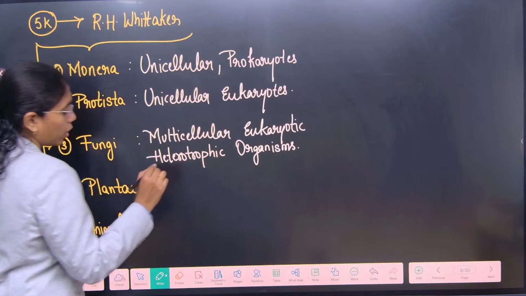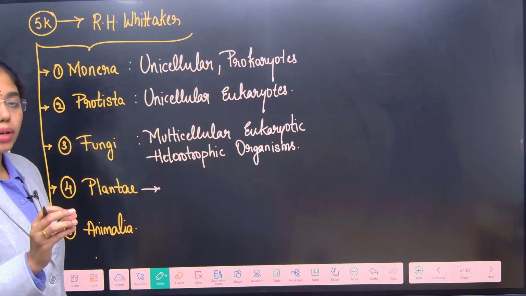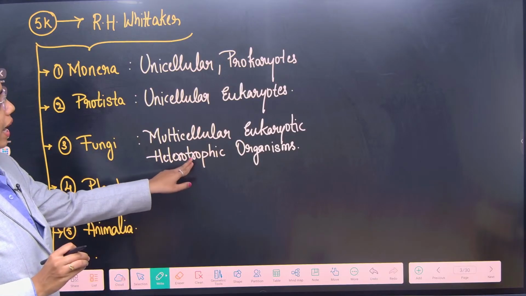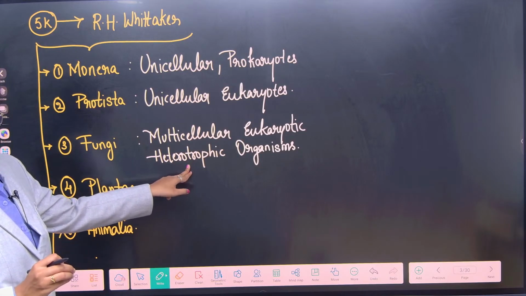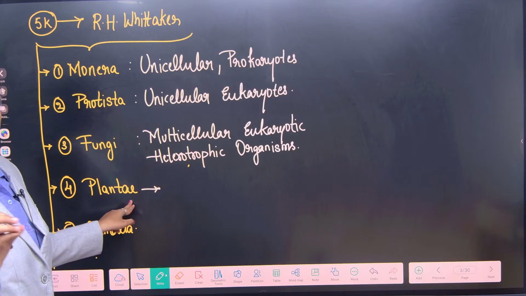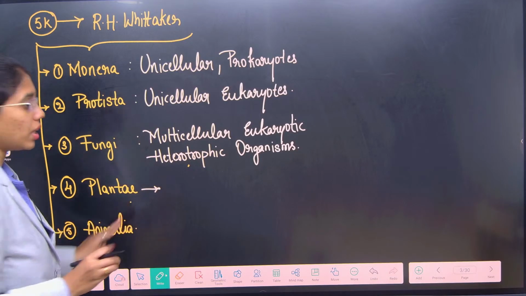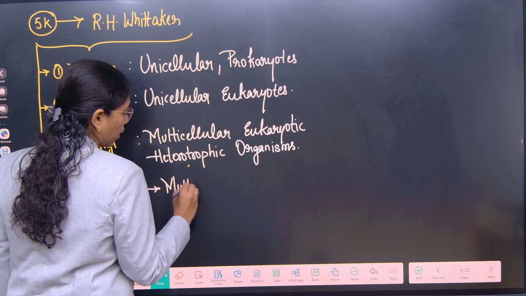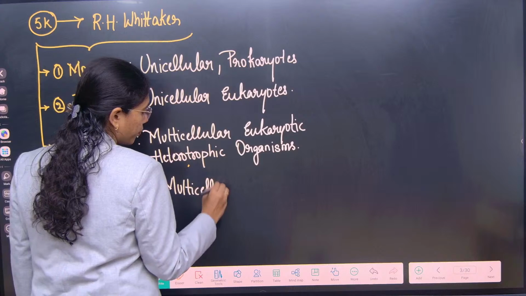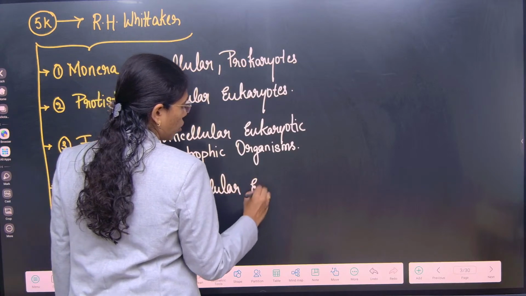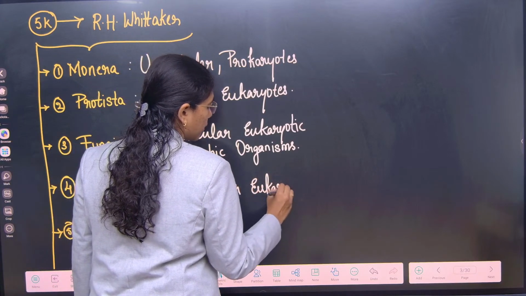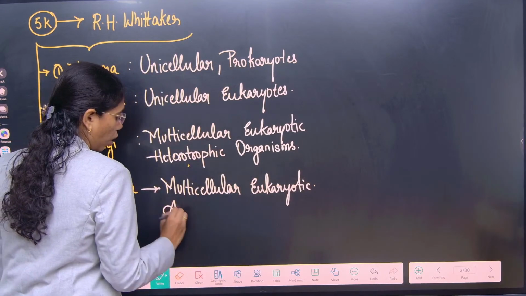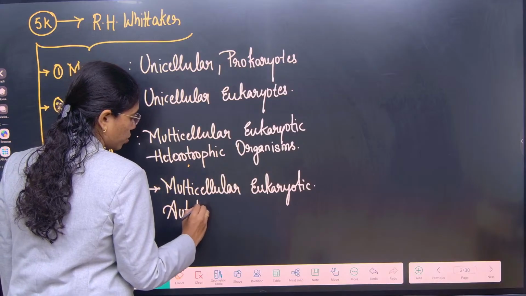Kingdom Plantae includes multicellular eukaryotic autotrophic organisms. Here, up to organ system level of organization it is. Okay. This includes all the multicellular eukaryotic autotrophic organisms.